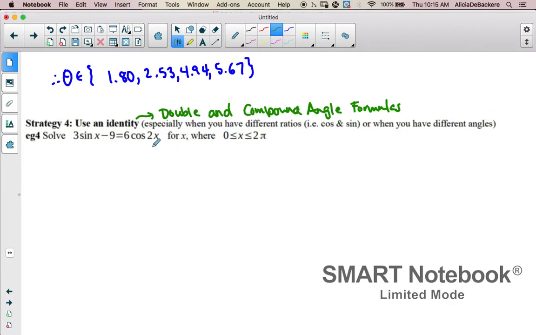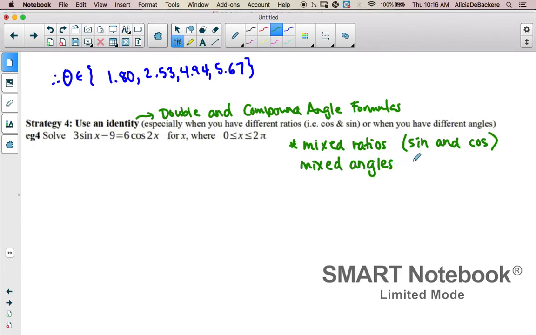So for this question here, I can see I've got two different ratios, don't like that, and I also have two different angles. So I'm just going to write a note about this. We have mixed ratios, we have a sine and we have a cos, and we have mixed angles. We have the angle x here, and we have the angle 2x here. So both of these things are bothering me, but if I start by changing the angle, it's actually going to fix both for us.